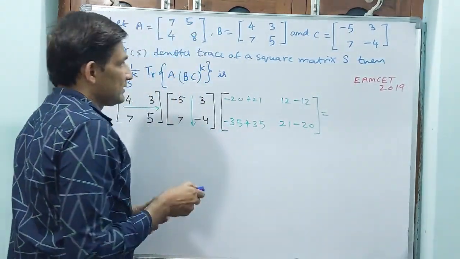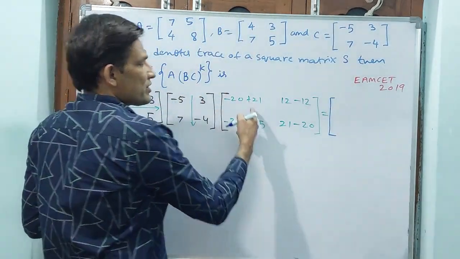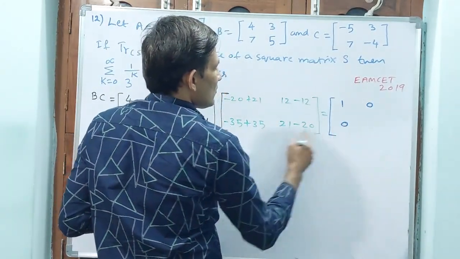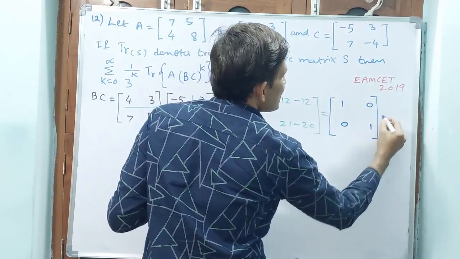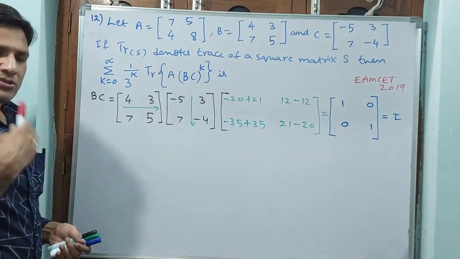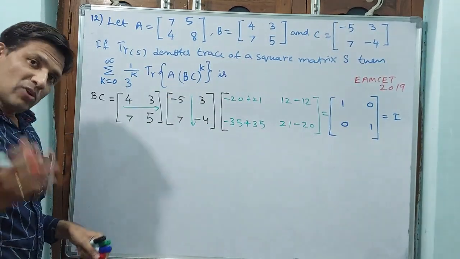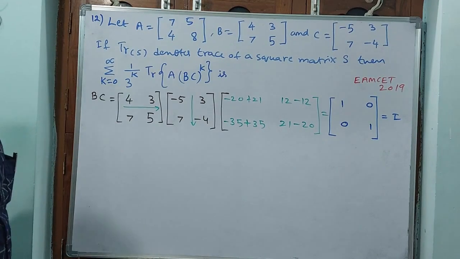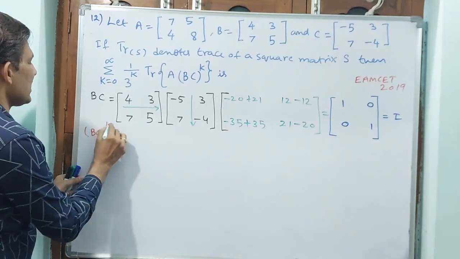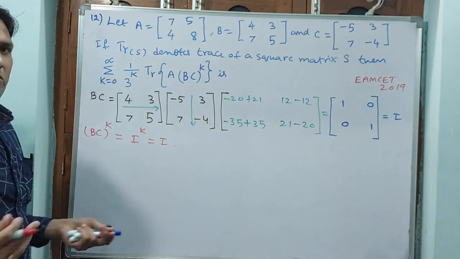Then what is the final result of this matrix? -20 plus 21 is 1, 12 minus 12 is 0, -35 plus 35 is 0, 21 minus 20 is 1. That means this is I. We know the property very well: A into I is equal to A. I power anything, I only will come. I into I into I, k times you multiply, even then I only will come. Let us write: (BC) power k is equal to I power k, that is equal to I.